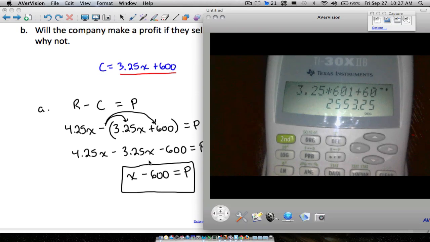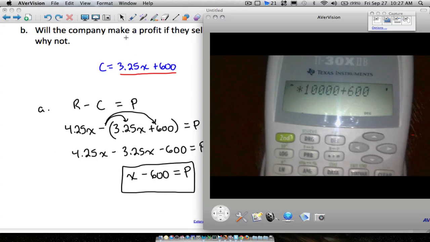For example, let's suppose that this company produced 10,000 pints of ice cream. And that's actually a small number compared to what Ben & Jerry's does, but I'm just trying to relate it to the real world. So suppose Ben & Jerry's produce 10,000 pints. $3.25 times 10,000 pints. It's going to cost a lot to make that, but watch the profit they turn over. So 10,000 pints, and then plus the additional $600 that it costs to make.